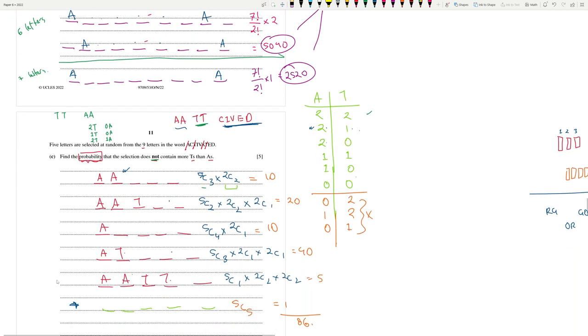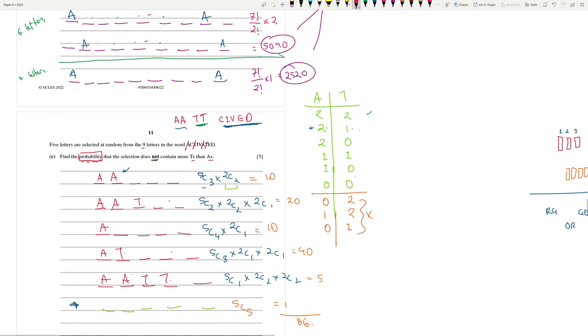Okay, next, let's check this out. 5 letters are selected at random from the 9 letters in the word activated. Find the probability that the selection does not contain more T's than A's. So the number of T's cannot be more than A's. They can be the same but not more. Okay, so we can have 2 A's, 2 T's, 2 A's, 1 T, 2 A's, 0 T, or 1 A, 1 T, 1 A, 0 T's, or 0 of each.